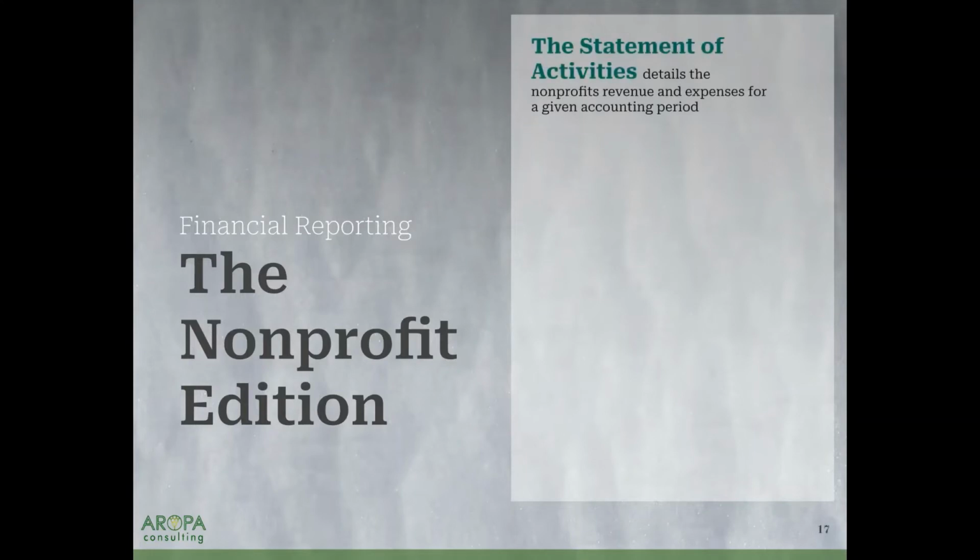So the statement of activities is also called, in the for-profit world, the profit and loss statement or the income statement. And it details the nonprofit's revenue and expenses for a given accounting period. It then also lets you know how that will affect your net assets. So in for-profit terminology, the statement of activities is similar to your income statement, with the main difference being it lets you know how the net assets will be affected by this activity.